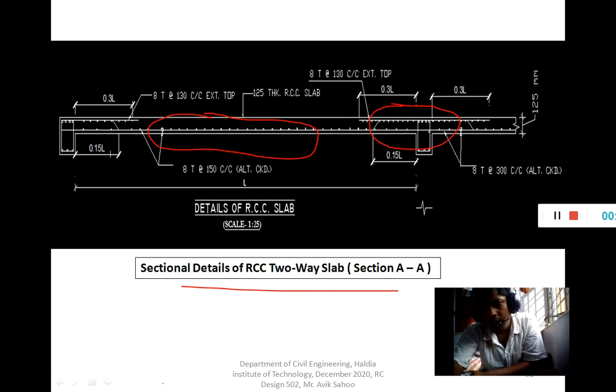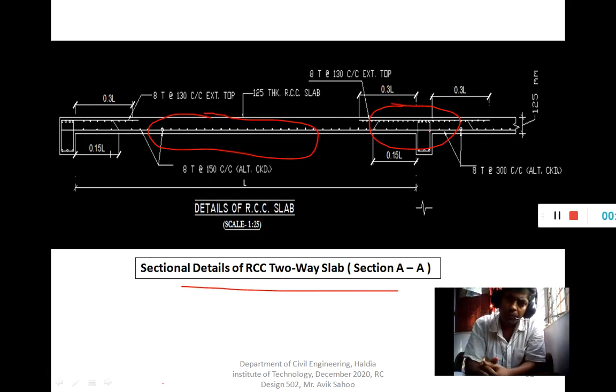But this is the minimum steel you have to provide to make the connection with the beam. So here the 50% steel we cut. Okay, so here the alternate bar is cut, so it means here the spacing is 300 center to center.